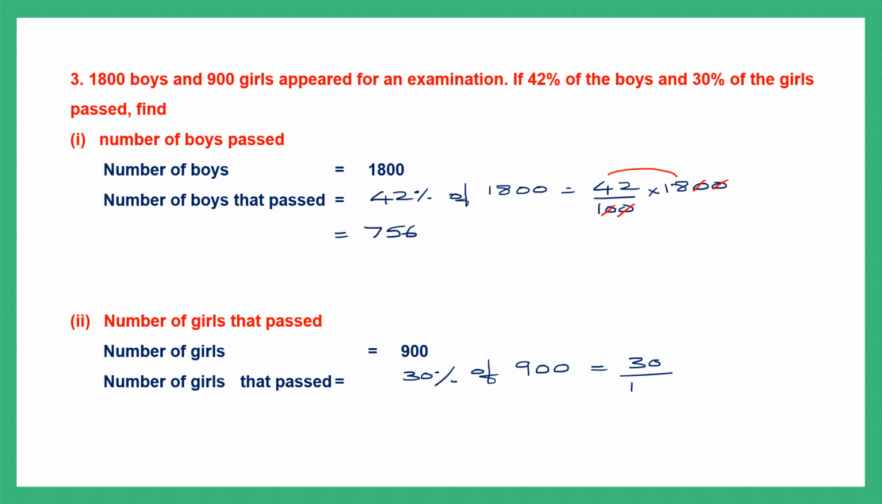30% means 30 by 100 of 900. Let's cancel the two zeros here, two zeros here. Now multiply. 9 threes are 27, isn't it? 9 threes are 27 and then we have a 0. So 270. So the number of girls that passed is 270.